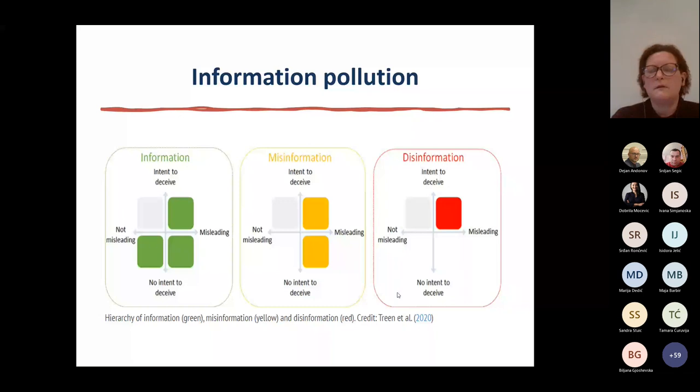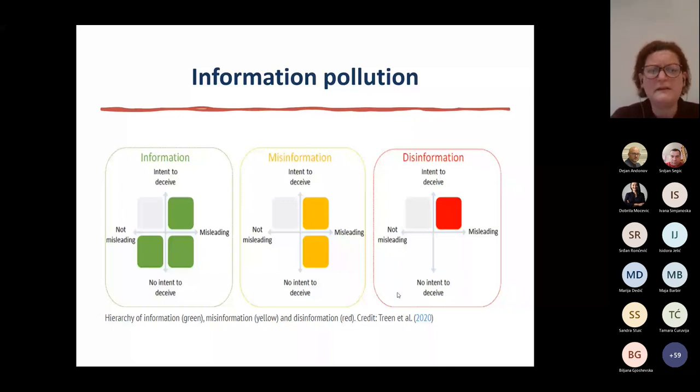Nowadays, it's not only plastic pollution, it's not only air pollution, it's even what we call information pollution. When information is correct and science-based, it does not create problems. But there are two kinds of information pollution which we need to take into consideration when we speak about the role that an environmental journalist can have. These are called misinformation and disinformation. As you can see, what is the difference between misinformation and disinformation?